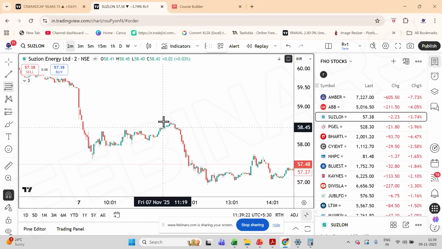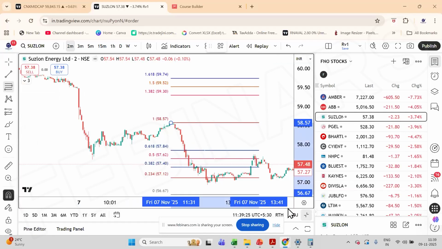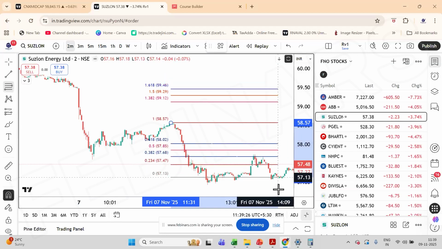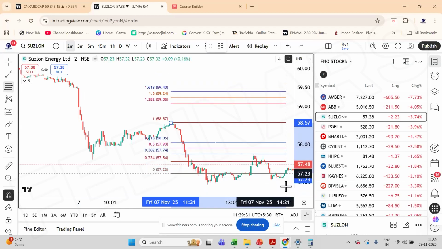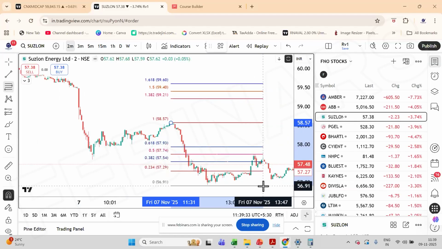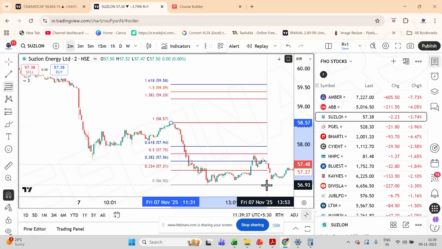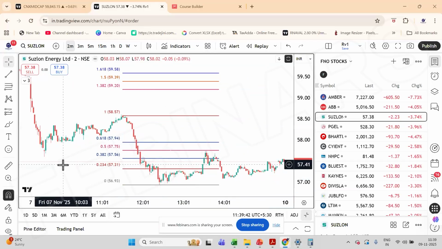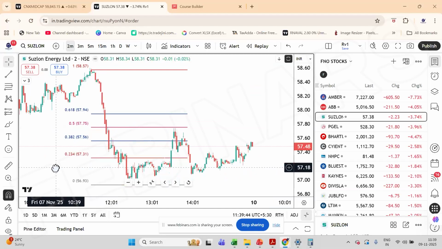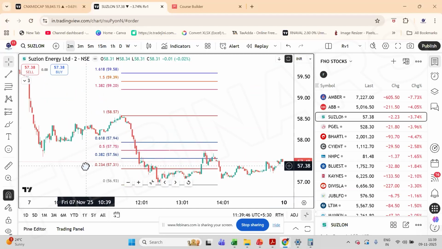So a strong fall was followed by the retracement. This is a Suzlon chart. One more example. Let me mark it down, my dear friends. What happened here? Are you able to see the charts, my dear friends?